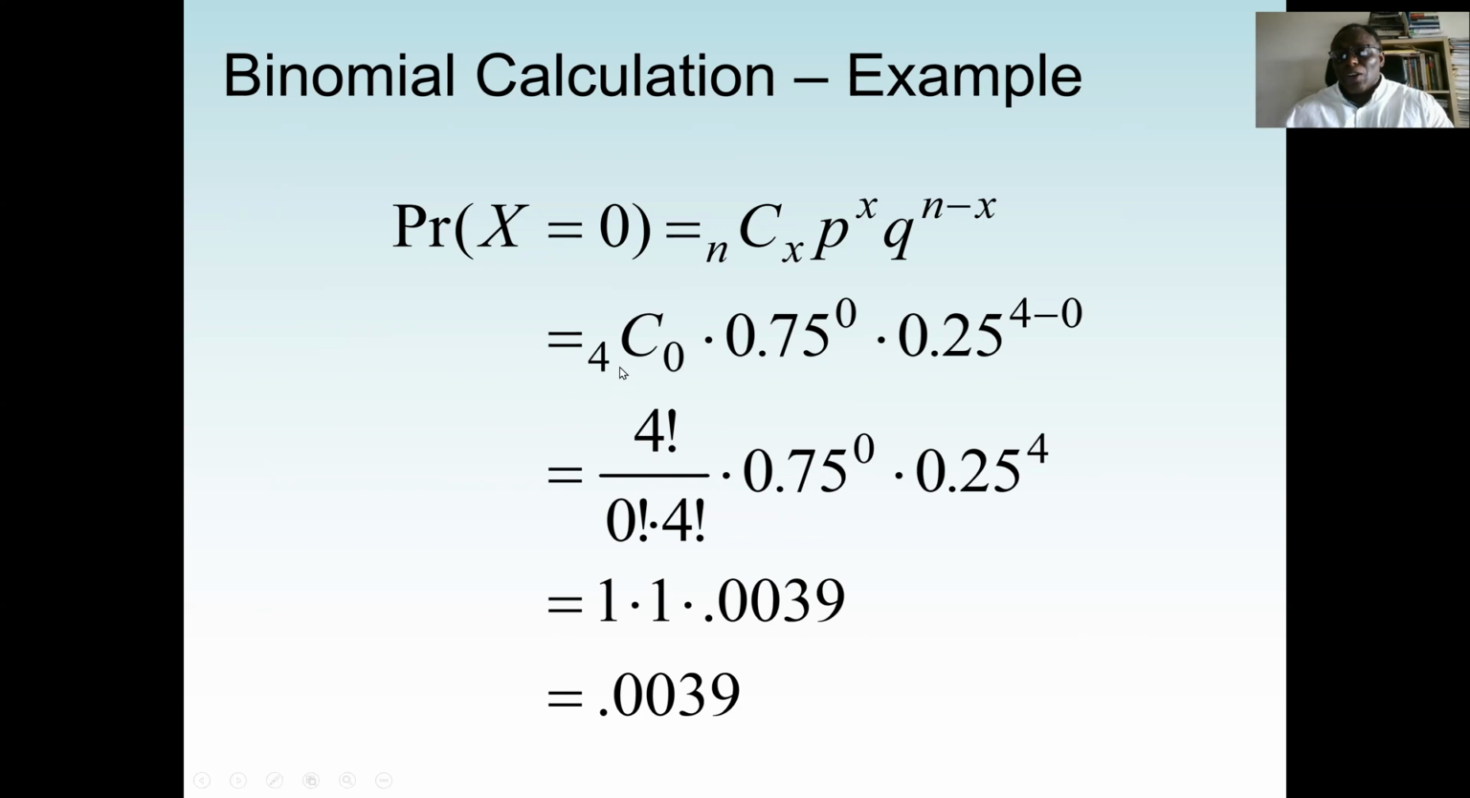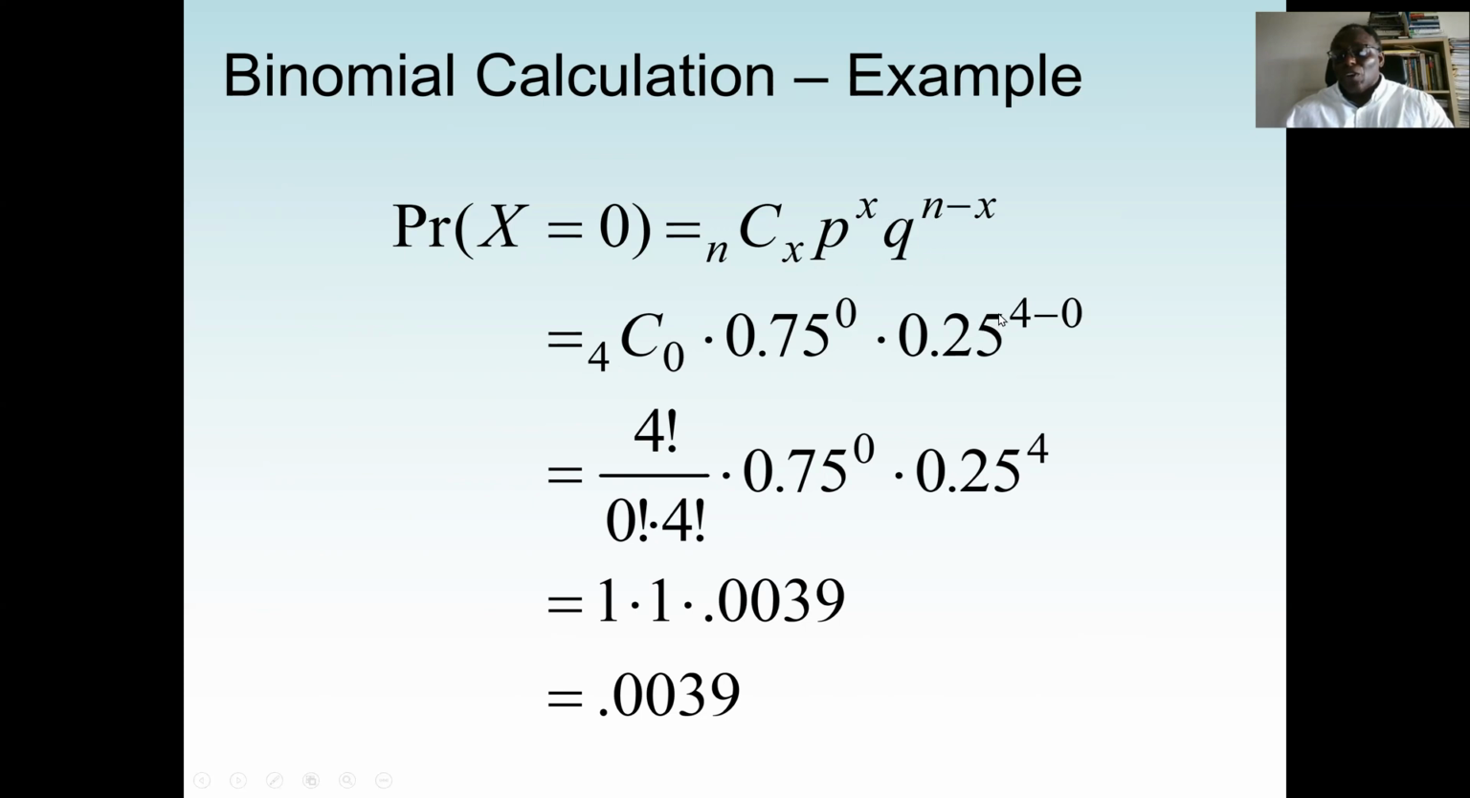How many patients we have? 4. And x is 0. That's our condition. No patient will be treated. Then probability of success was 0.75 raised to the power 0 times 0.25, because 1 minus 0.75 will give me 0.25, which is the probability of failure.